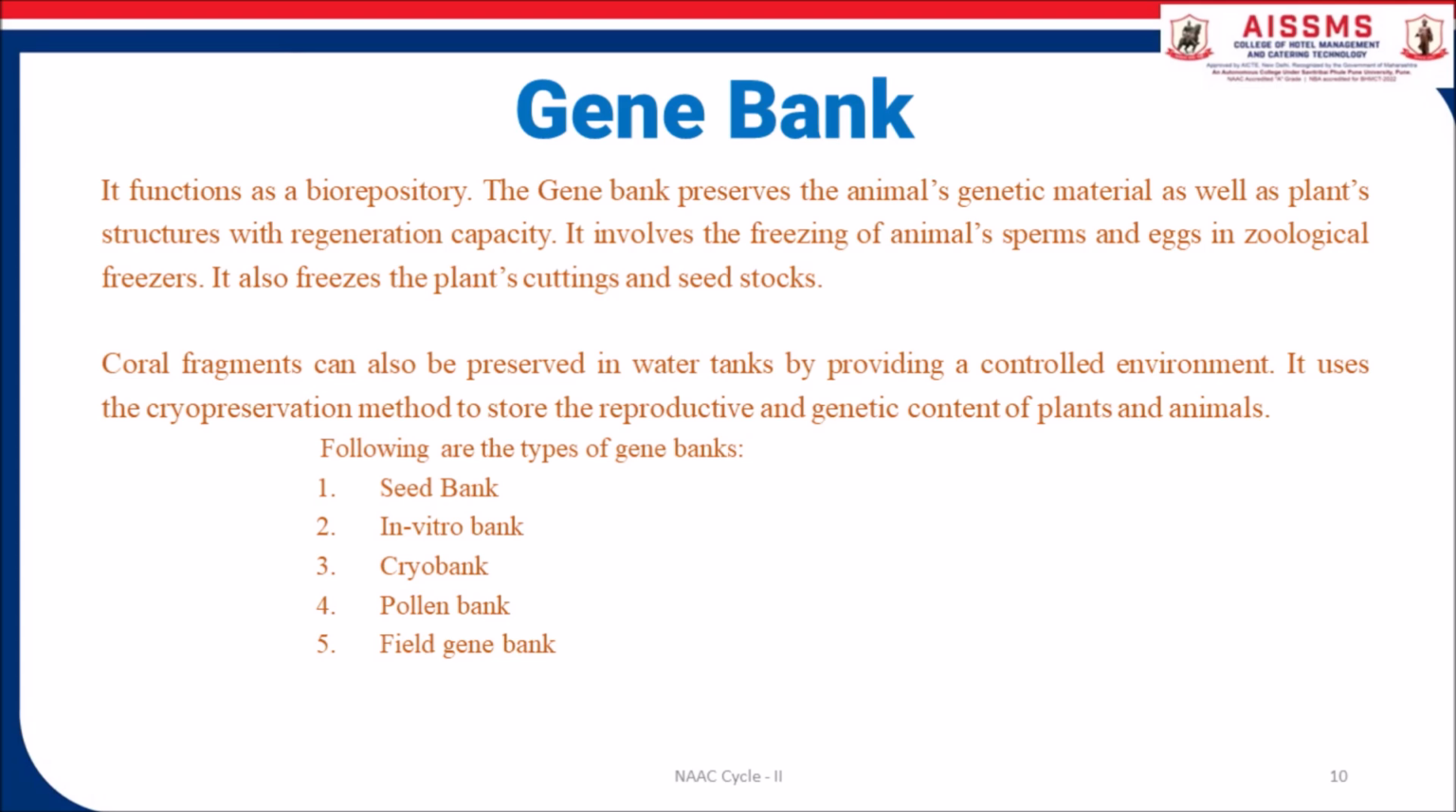Another type of gene bank is the pollen bank. It stores the pollen grains in liquid nitrogen. Pollen banks play a pivotal role in crossbreeding.